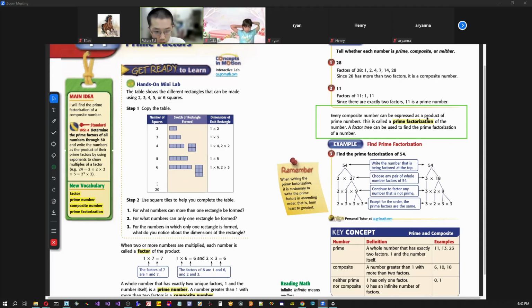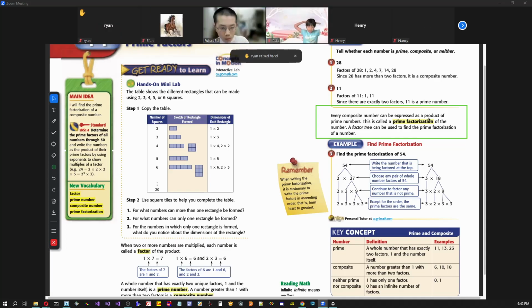What do you guys think a product means? So I know in terms of business, a product is a thing you make, right? Like this is a product I think Casio makes. But in terms of math, what is a product? The answer? Okay, who said that?